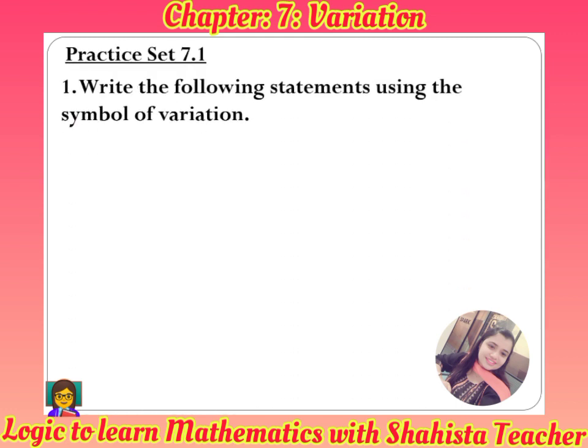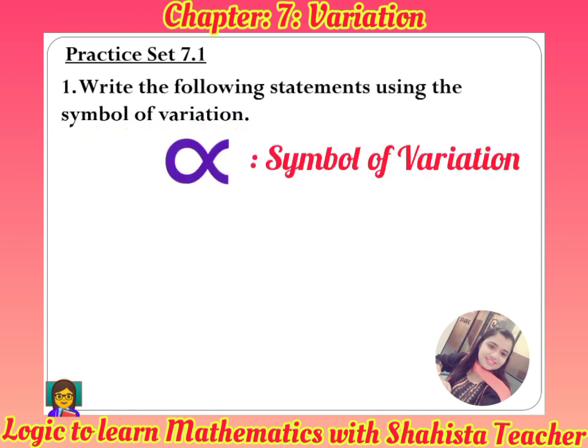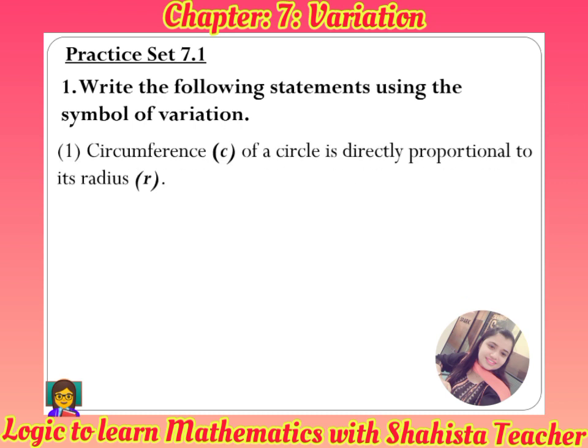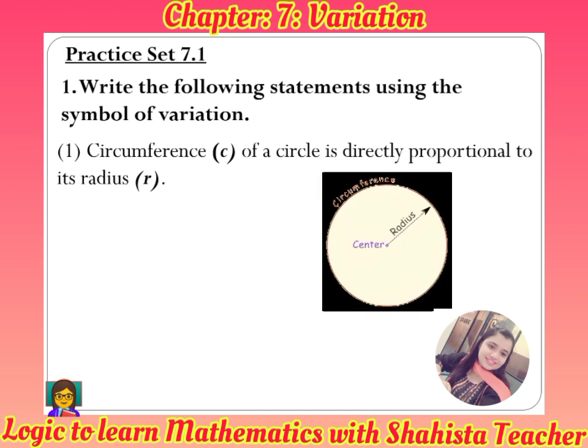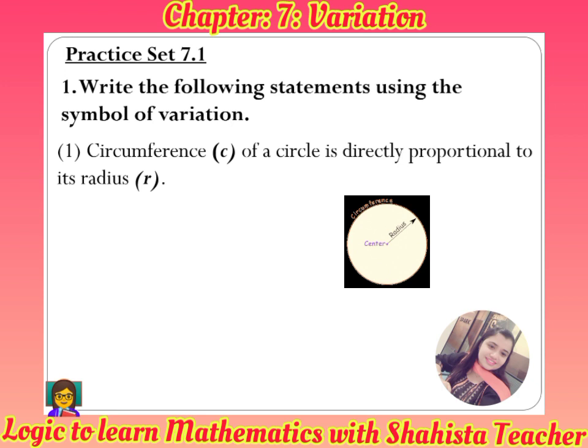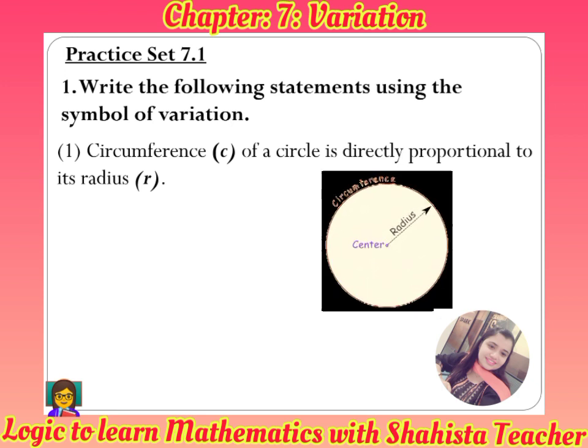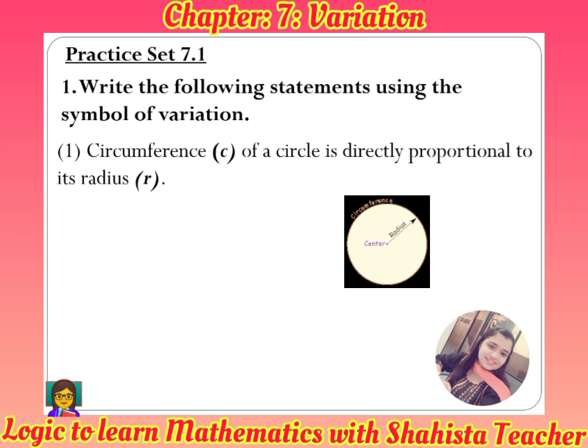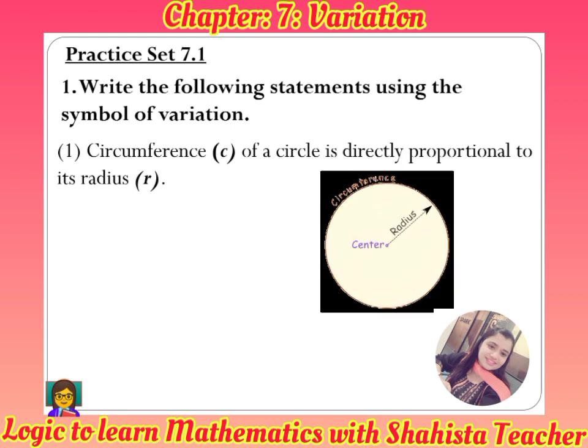Here question number 1 says: write the following statements using the symbol of variation. You have to write these statements using the symbol of variation. This symbol you have to use when you are presenting your answer. Now the first question says that the circumference C of a circle is directly proportional to its radius R. Here C represents circumference and R represents radius, and we have to use the symbol of variation.